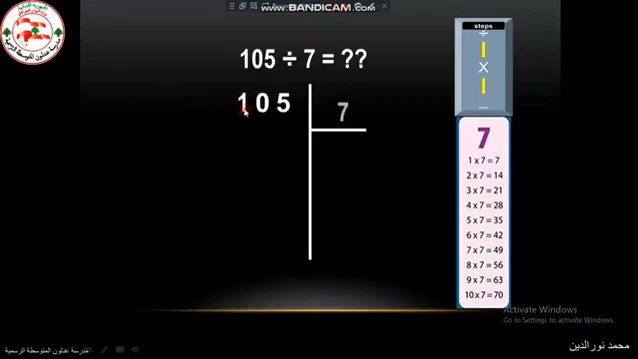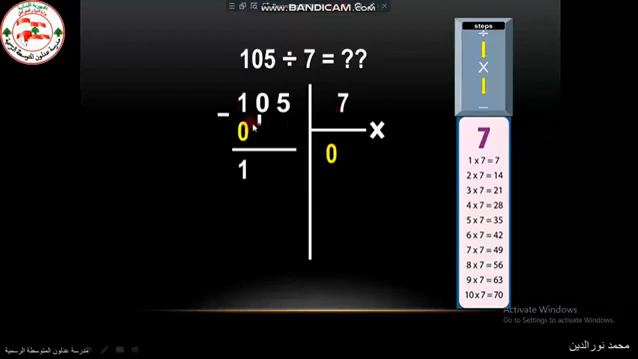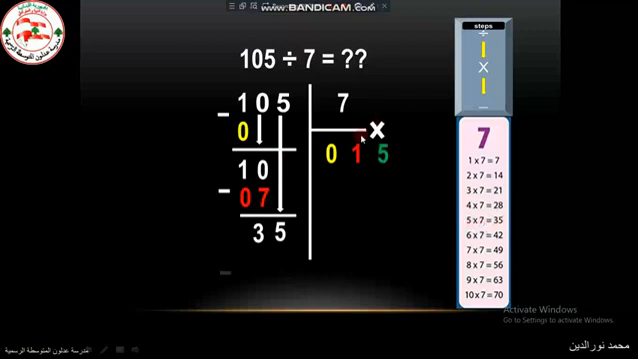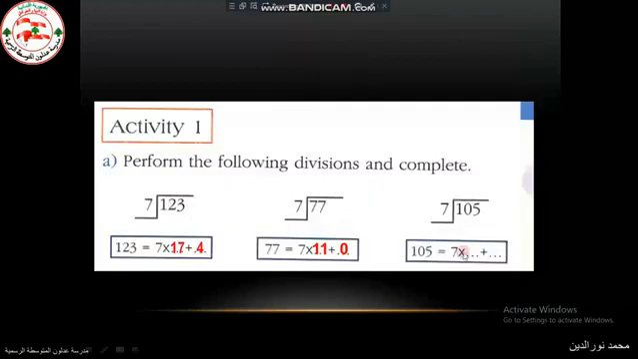So 1 divided by 7 is 0. 0 times 7 is 0. We subtract and we drop this 0. How many 7s are in 10? It's only 1. 1 times 7, 7. 10 minus 7 is 3, and we drop down the 5. Then we have 35. In the multiplication table of 7 there is 35 here. It's 5 times 7. We put 5 times 7, 35, and we subtract, and the remainder is 0. The quotient is 15, so 15 plus 0. 7 times 15 plus 0.